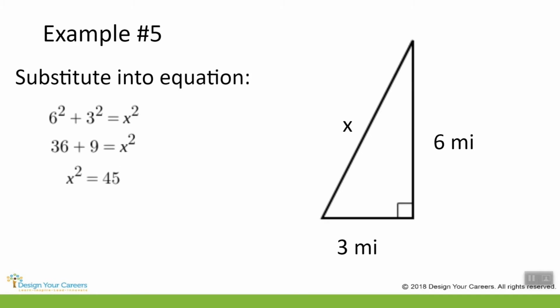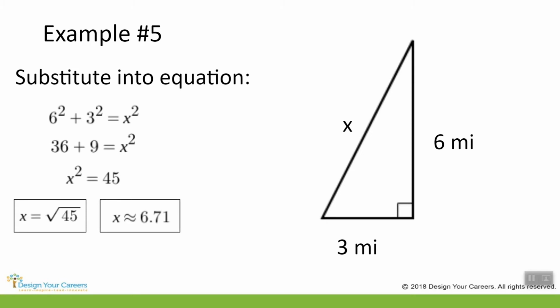So what do you do now? You take the square root of both sides once again. But 45 is not a perfect square. So you could either leave it as x is equal to the square root of 45, or write x is about 6.71, which is approximately the square root of 45.